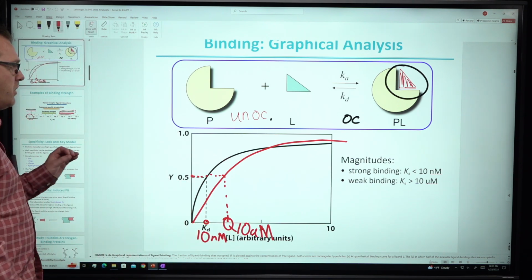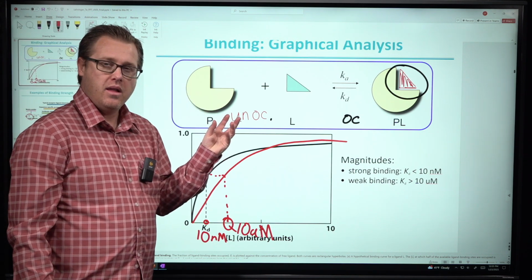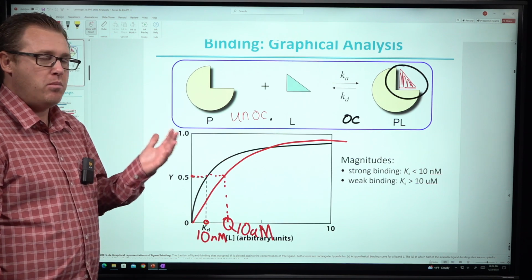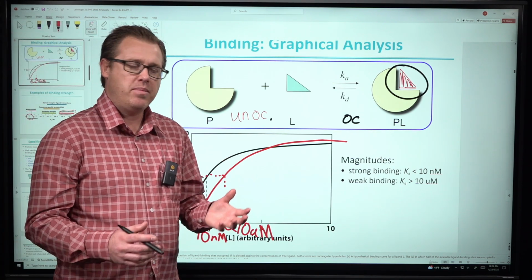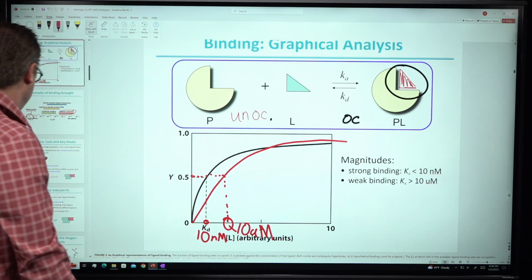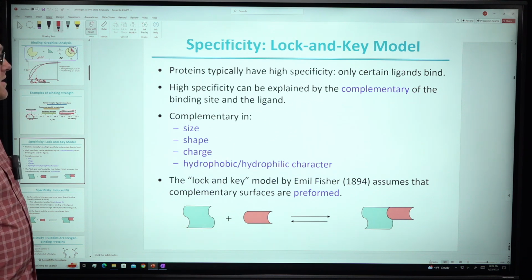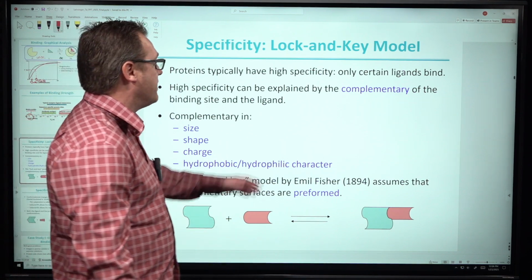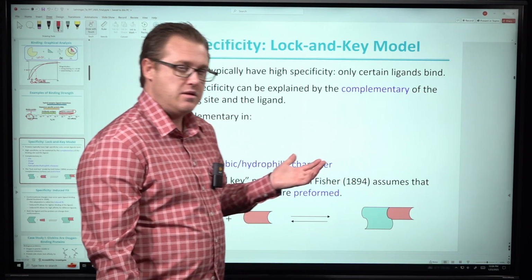And so in order to understand how it can be so specific for a particular ligand, we've got to understand some of the models and theories that help us explain that specificity. All right, so we have some specificities, and we're going to take a first look at the lock and key model.